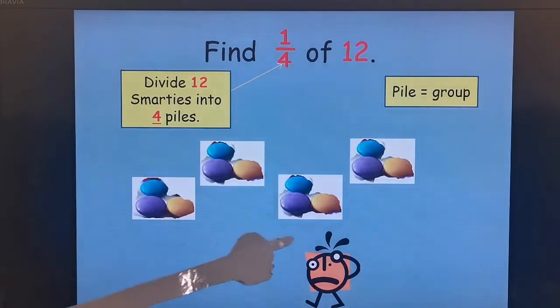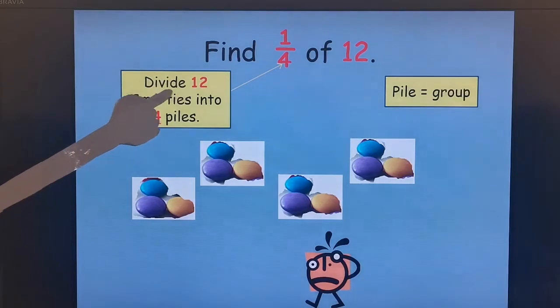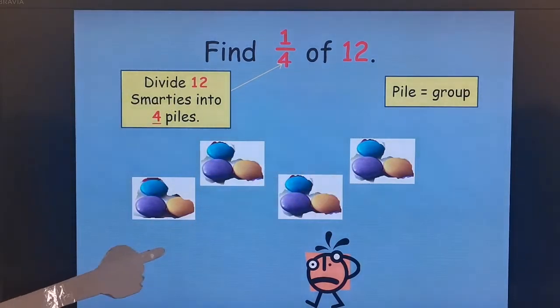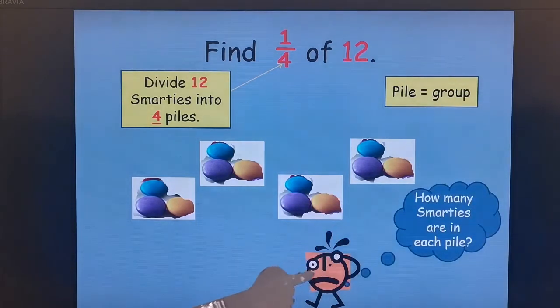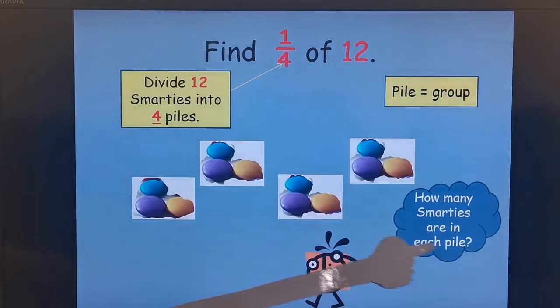Remember, they are equal groups. Why? Because I said divide. Remember, when I divide, I have to be fair. I have to make equal groups. Next question you have to ask yourself: how many Smarties are in each pile?